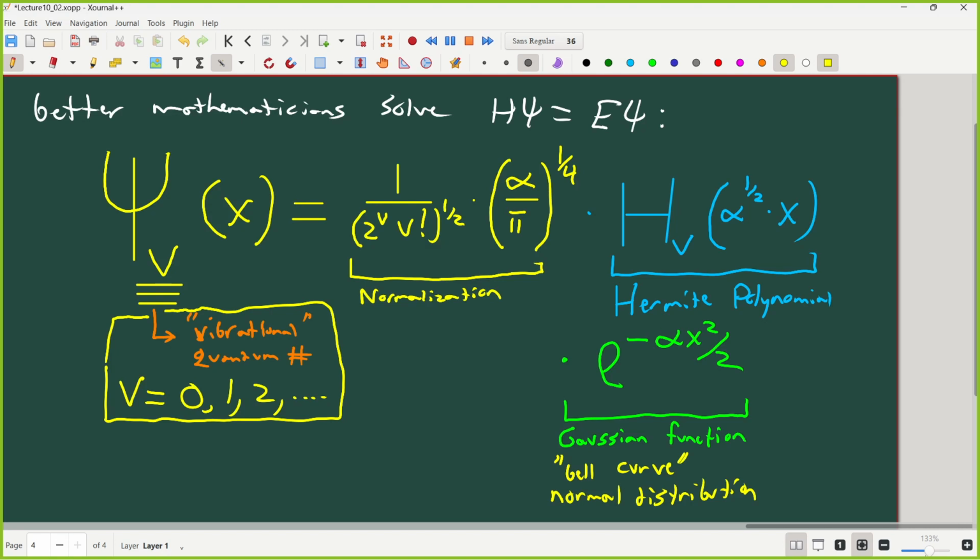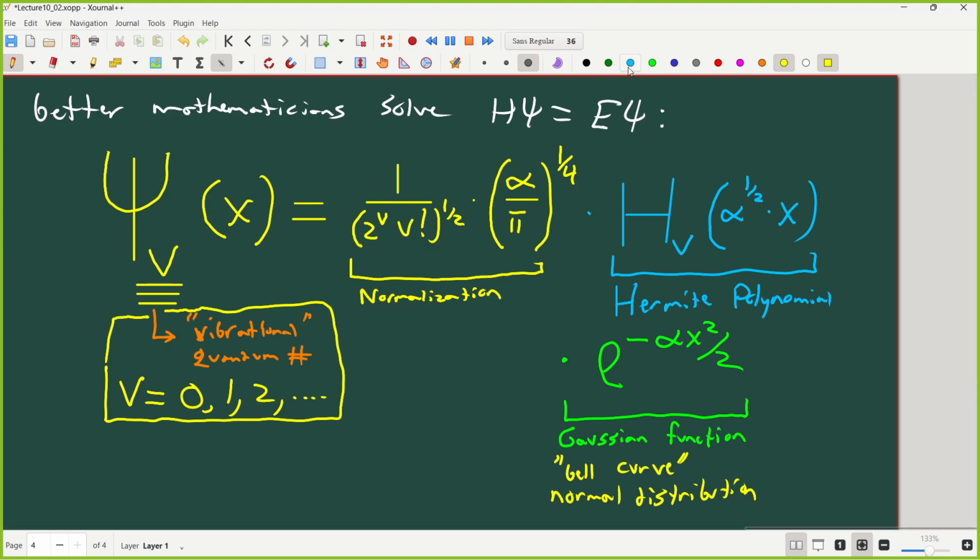Okay, so let's talk about this a little bit. Our wave function has a number that normalizes the function. There's this special function that we don't know what it looks like yet, called a Hermite polynomial. This is a function H that takes in the argument alpha^(1/2) x. So we're going to plug in the square root of alpha times x into this function. Not a multiplication, this is a function.